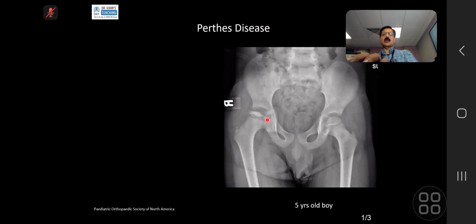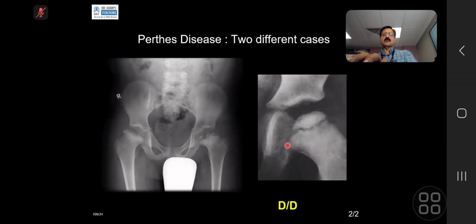This is a slightly more chronic case where you can see this fragmented sclerotic epiphysis. This is the type of case which is very important for the exam. I'll come back to this, but this is another one, unilateral. Now, if you see here, there is bilateral, sort of symmetrical, fragmented epiphysis. Candidate 4, what is your differential?